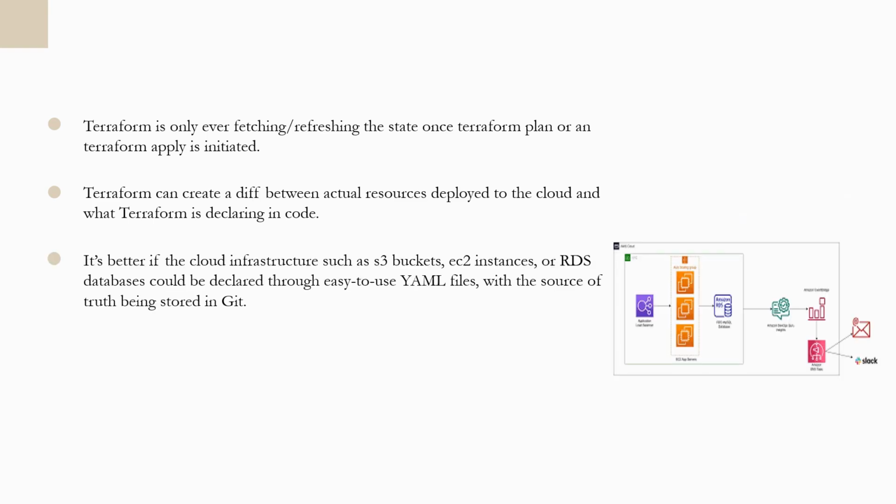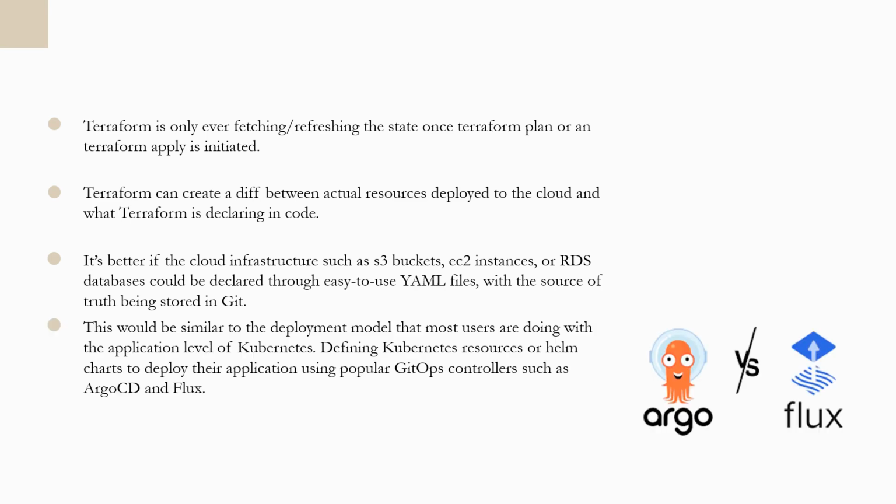Would it not be better if the cloud infrastructure such as S3 buckets, EC2 instances, or RDS databases could be declared through easy-to-use YAML files with the source of the truth being stored in Git? This would be similar to the deployment model that most users are doing at the application level of Kubernetes, defining Kubernetes resources or Helm charts to deploy their application using popular GitOps controllers like Argo CD and Flux.